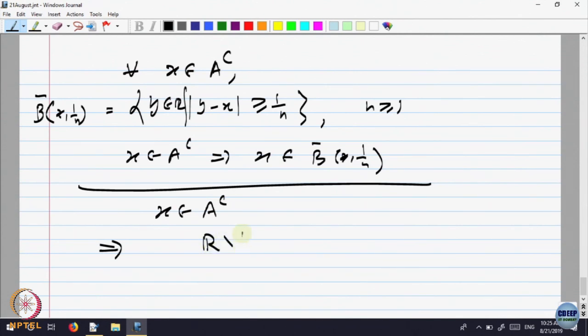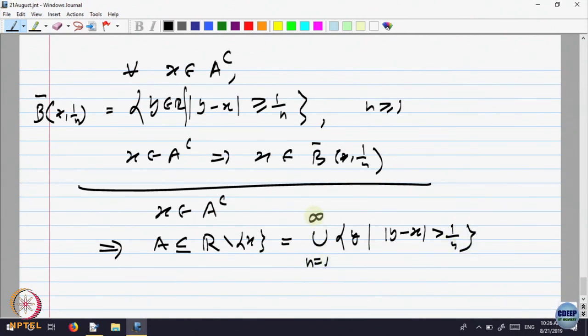R minus a singleton x. A is a subset of, is that okay? If x belongs to A complement, A must be a subset of the complement of the singleton, right? Is that okay? Because x does not belong to A. So, even if I remove it, it is still a subset. And what is this? This is equal to union, okay. I think this seems to be okay. The set of y such that mod of y minus x is bigger than, let us just write bigger than, yeah, I think this is what I was trying to reach, 1 over n, n equal to 1 to infinity.